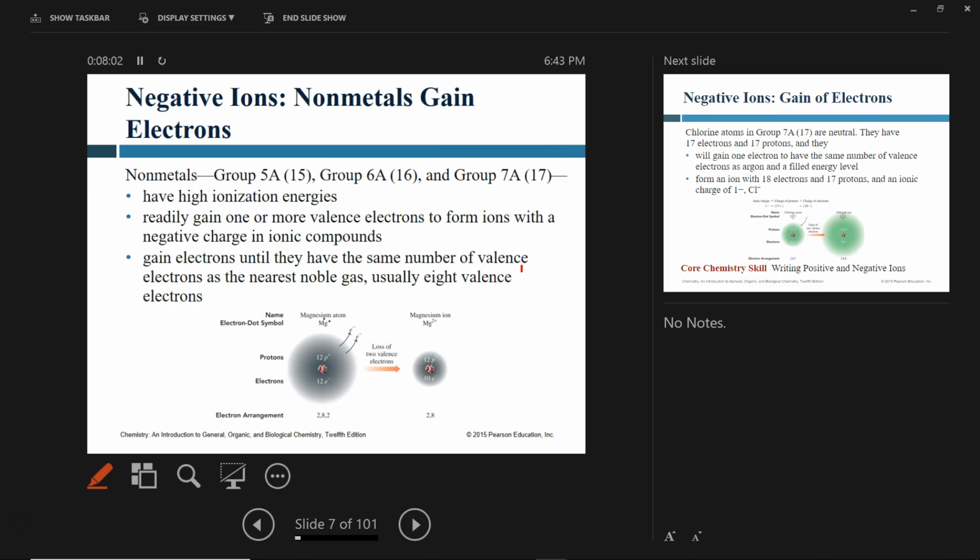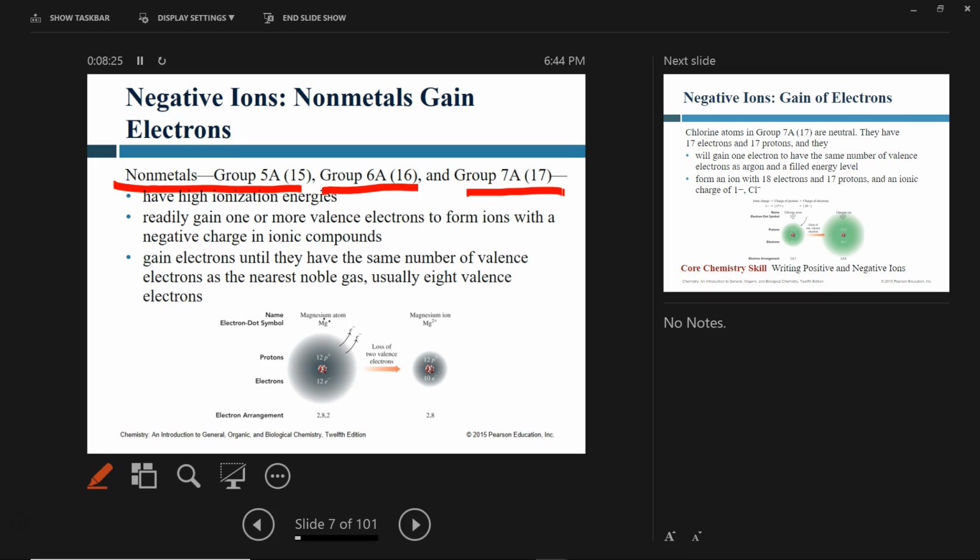Now we mentioned that nonmetals gain electrons. So nonmetals in the group 5, 6, and 7A have such high ionization energies that they cannot lose the electrons, they will instead gain them, all right?